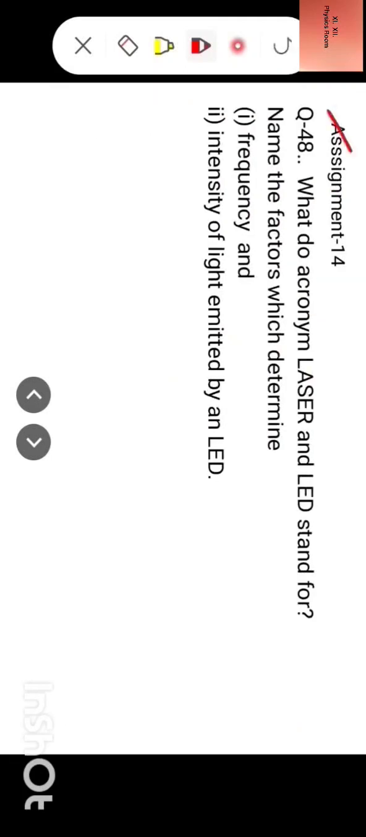Assignment 14 continued. Question number 48. What do the acronyms laser and LED stand for? Name the factors which determine the frequency and intensity of light emitted by an LED.